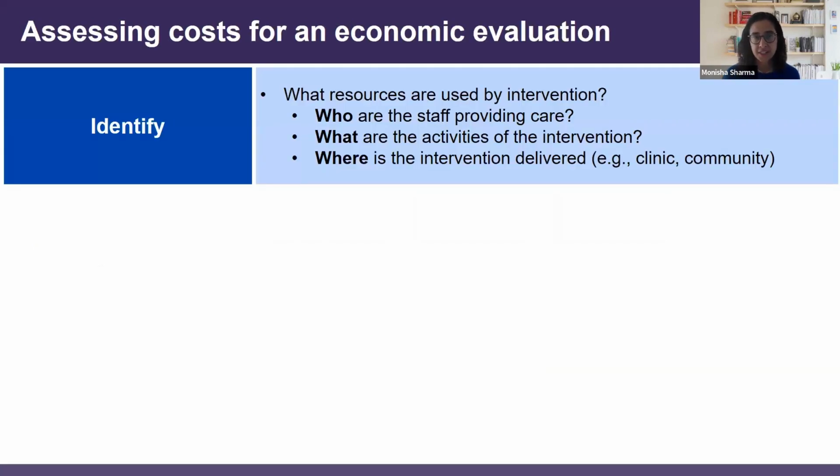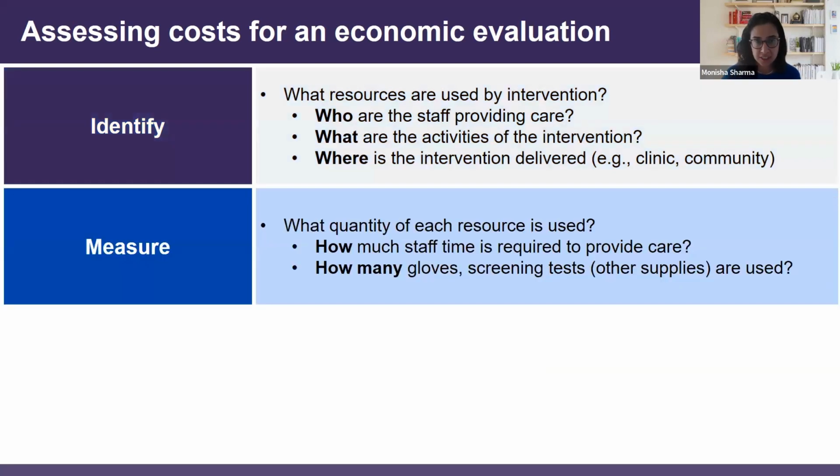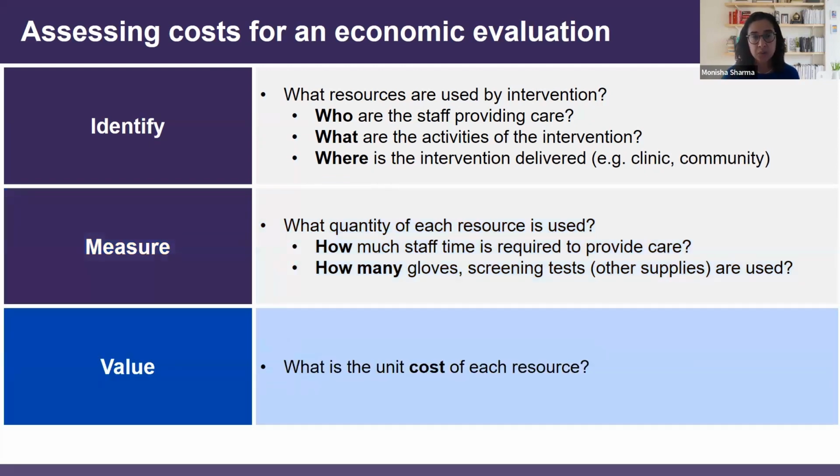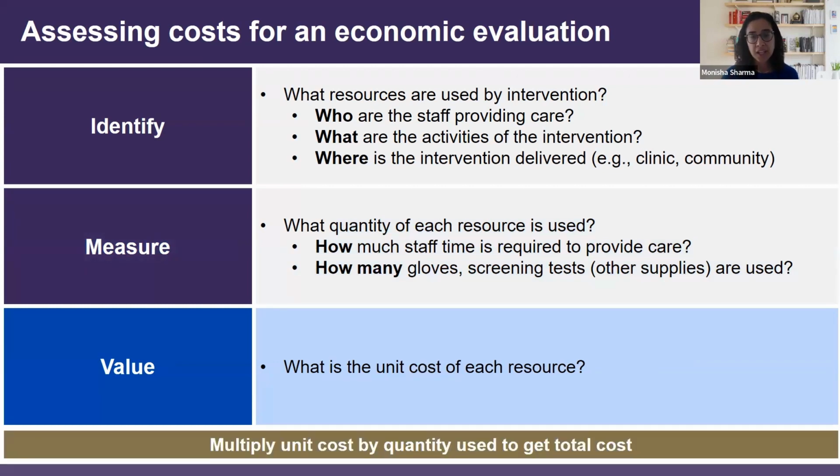So in order to assess costs, we first identify the resources used in an evaluation or an intervention, and then quantify those. And that's where the time and motion comes in: how much staff time is used for an intervention, along with how many supplies are used. And then we value those. The staff time used times the salary of that staff would give you a time cost. And multiplying the unit cost by the quantity used will get us the total cost of the intervention.